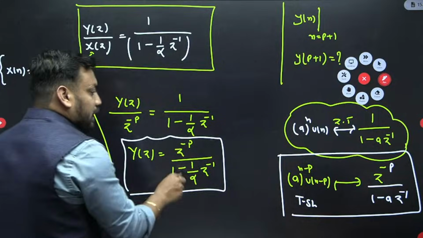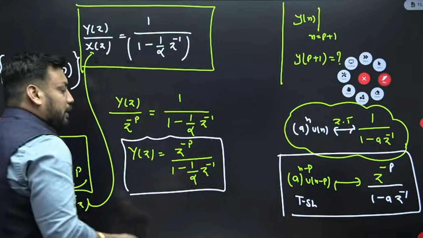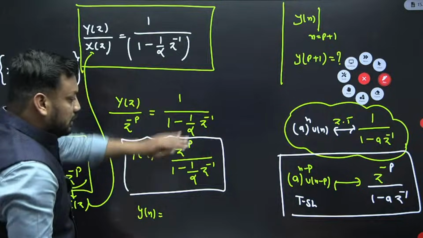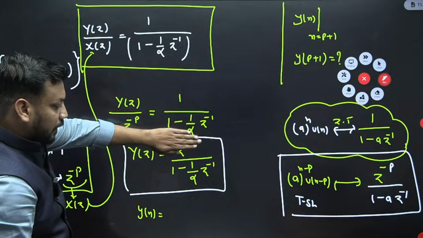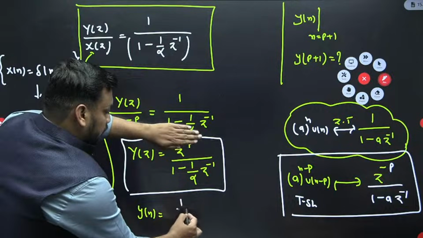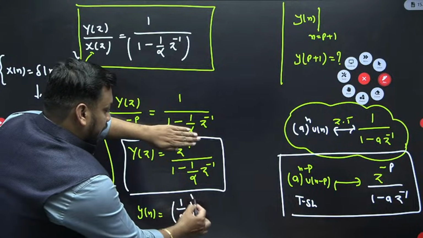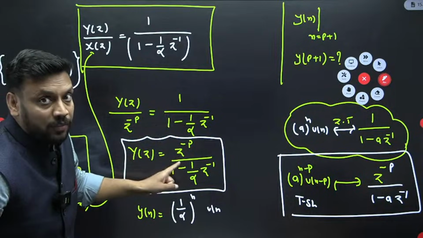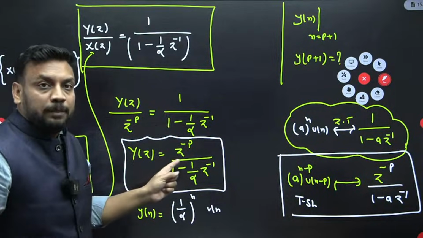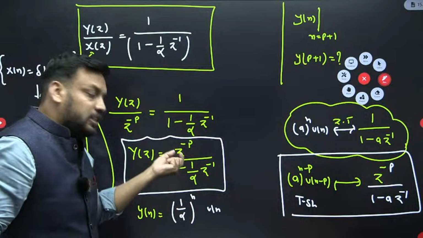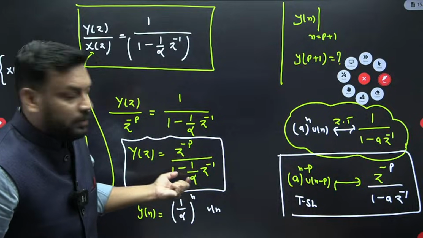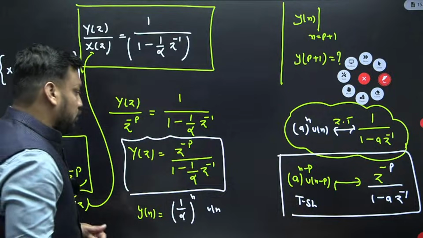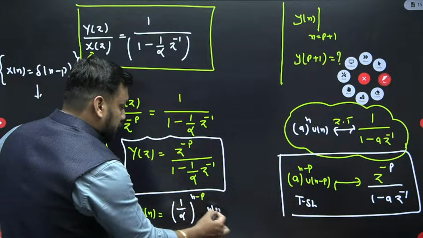So what is here? We don't have a here, we have 1 by alpha here. If you take the direct inverse transform of this, suppose z to the power minus p is not there, then the answer will be only 1 by alpha to the power n u[n]. This is the only answer if z to the power minus p is not there. Now because z to the power minus p is there in the numerator, it insists you to think in the time shifting direction. So because of z to the power minus p in the numerator, it shows time shifting only, and it means here n minus p and u[n minus p].